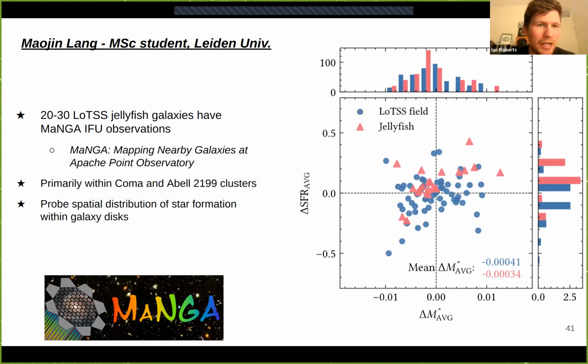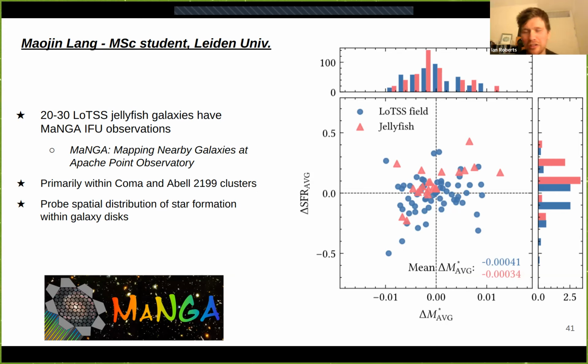And then I also wanted to mention some work, again, on this topic of resolving and mapping out where this enhanced star formation is happening in these types of galaxies. This is work that was done by a master's student that I've been working with here in Leiden, Maujin. So it turns out that about 20 or 30 of our LOTS jellyfish galaxies have been observed by MANGA. So they have integral field spectroscopy. So we can use this to map the spatial distribution of star formation, stellar mass, various emission lines across the disk of these galaxies.